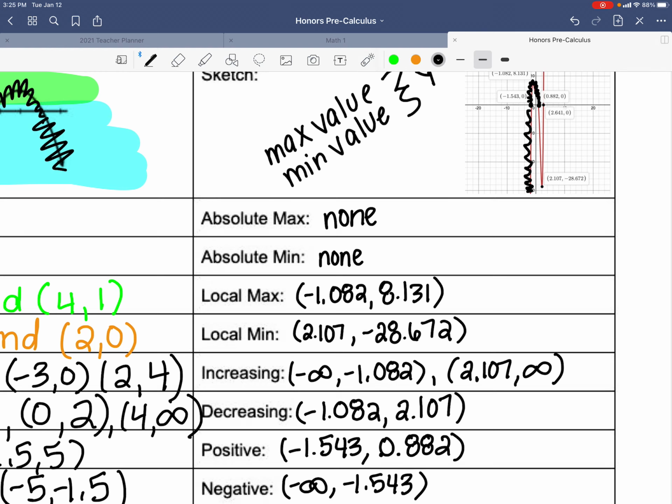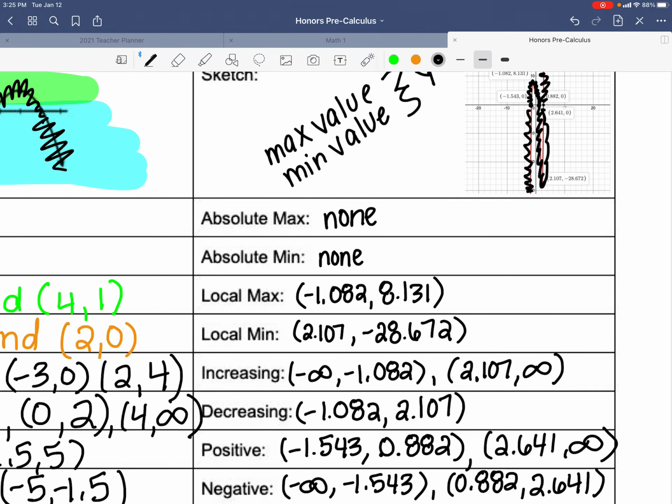0.882. And yes, sometimes you're going to have to work with these crazy numbers. We're going to be negative again all the way to the next interval, the next x-intercept. So that's going to be from 0.882, and my next intercept is going to be 2.641. And then we'll remain positive as we go above the x-axis, and we're going to remain positive until infinity.